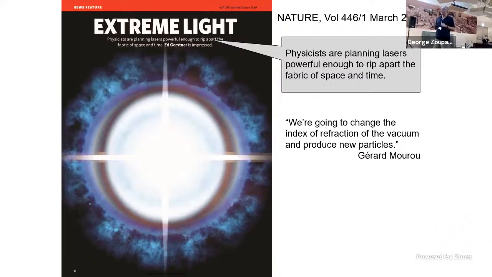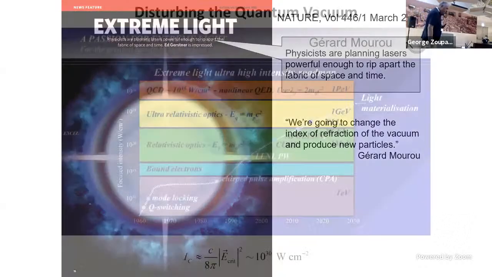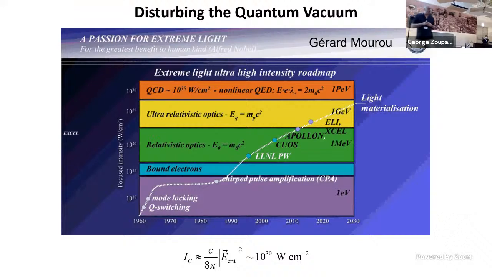As Mourou, who shared the Nobel Prize for high energy lasers, said, we're going to change the index of refraction of the vacuum and produce new particles. And there's a prediction of when they will have what the high energy laser people call light materialization, and it stretches out to 2030, because you need a laser of a power of 10^30 watts per square centimeter. They claim that they will have this in the 2030s or the 2040s. If they have it in the 2050s, it'll be just about to be exciting, just about the time the LHC upgrades are done.